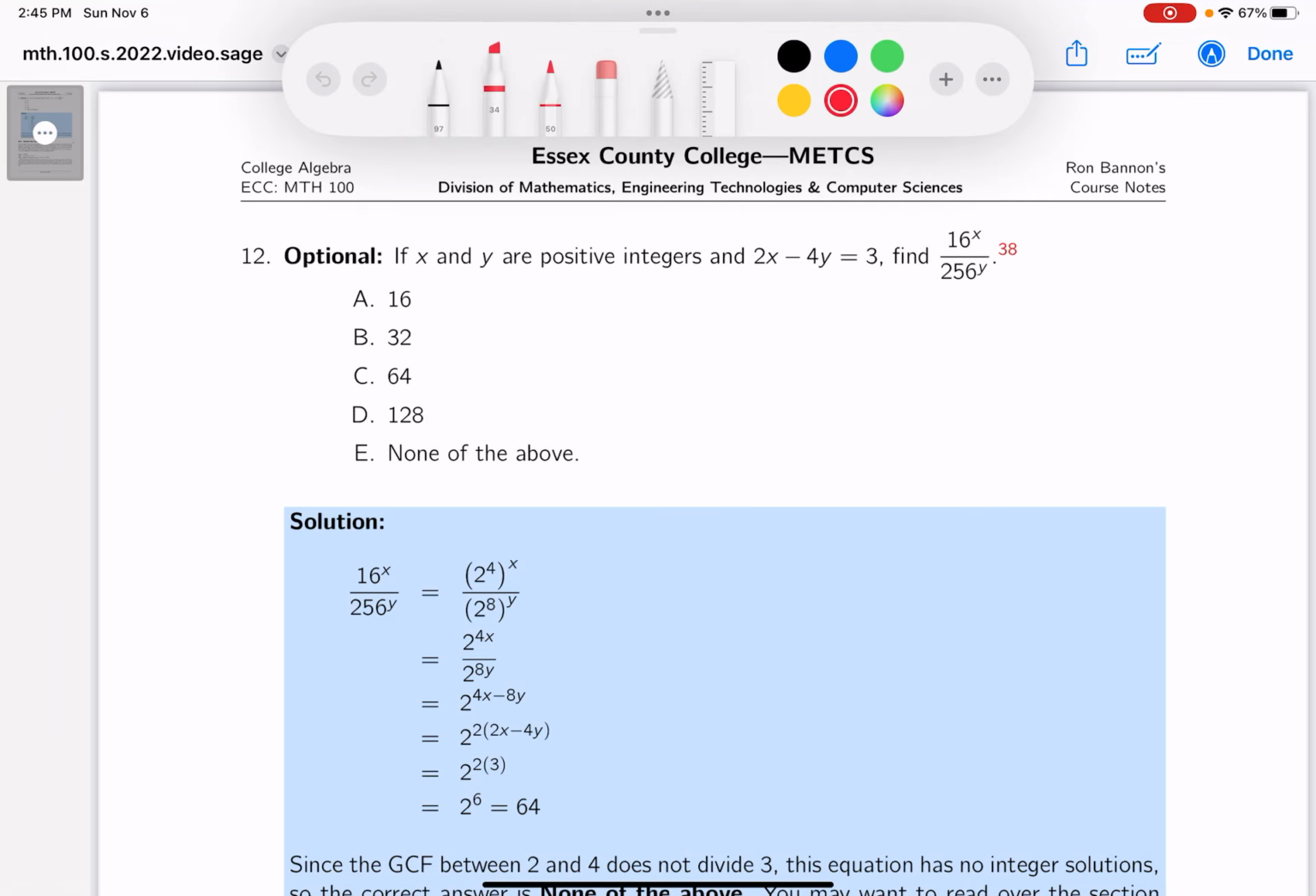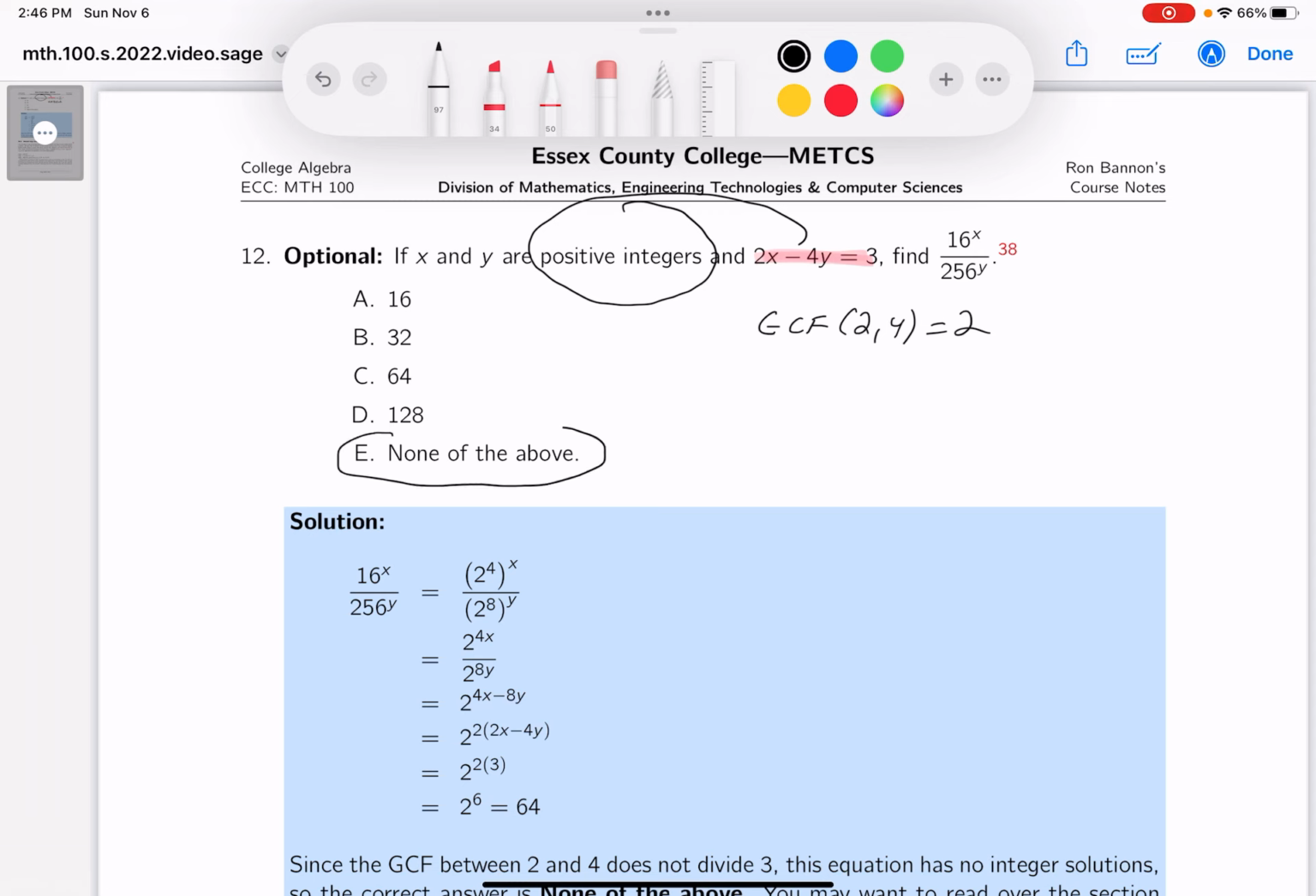Okay, they say there's a positive integer solution to this equation over here. I want to point out there are no positive integer solutions to that equation over there. This is a linear Diophantine equation, and the GCF between 2 and 4 is 2, and 2 does not divide 3. So there are no positive integer solutions to this problem over here. So what I could say is the only appropriate answer here is this one over here.